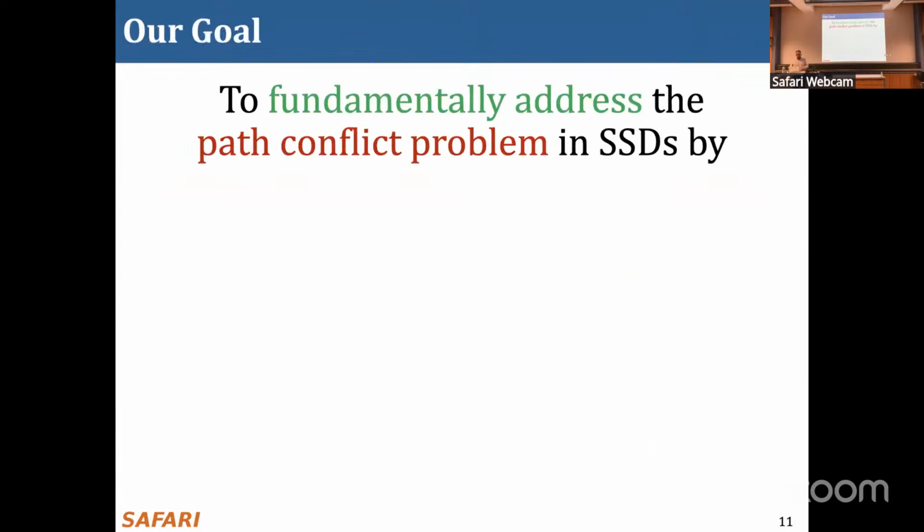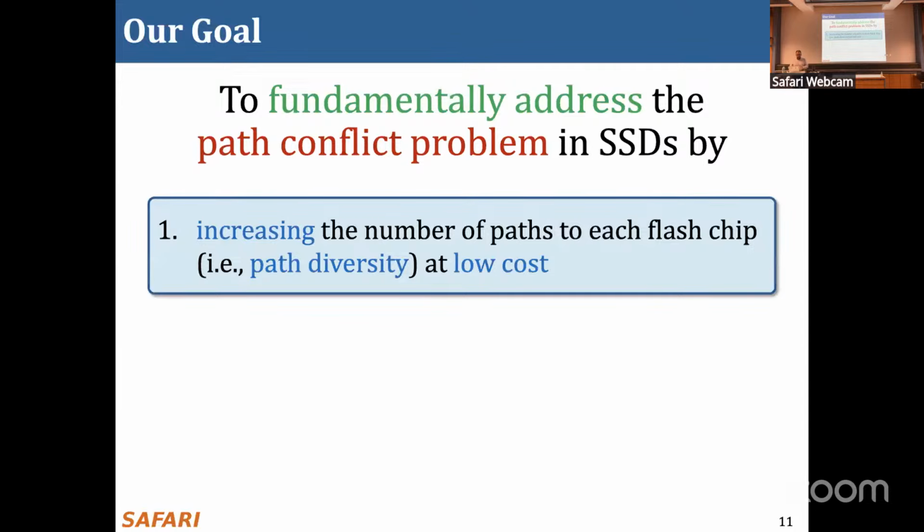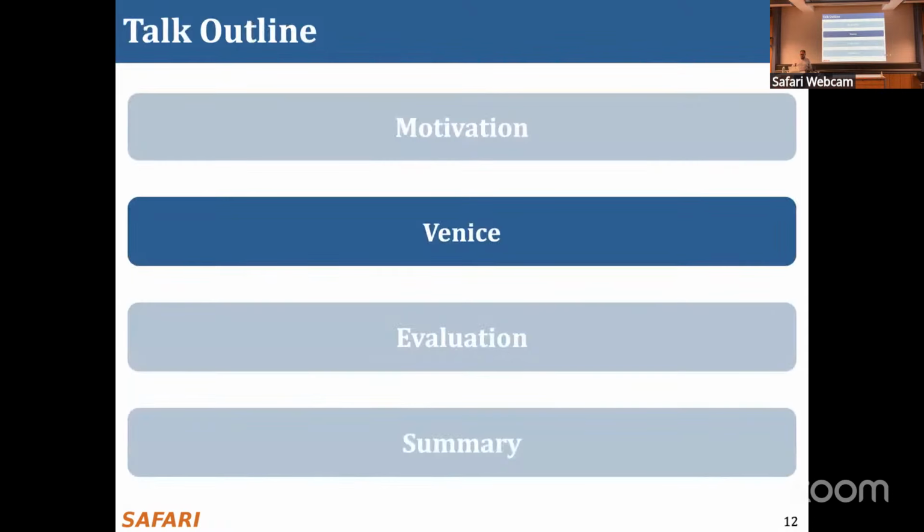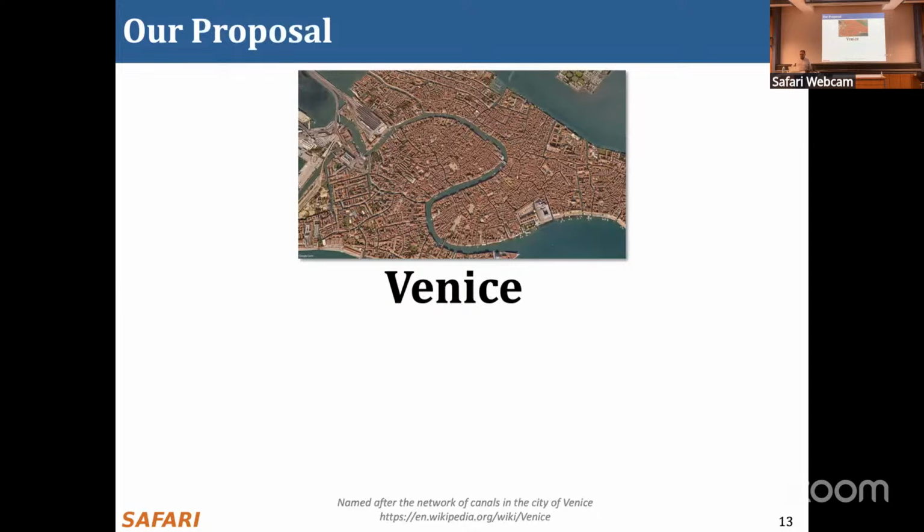So our goal in this work is to fundamentally address the path conflicts problem in SSDs by increasing the number of paths to each flash chip, providing path diversity at low cost, and effectively utilizing the increased path diversity for communication between the SSD controller and flash chips. With that, we propose Venice. This network of channels in Venice, even though I'm showing kind of a shared channel, could potentially be a bottleneck.